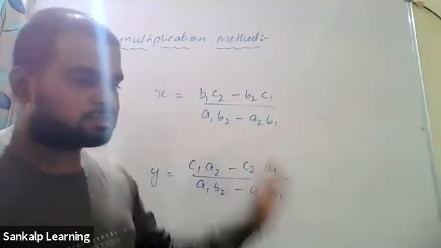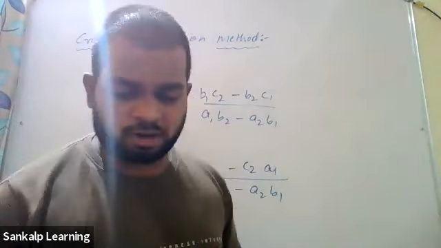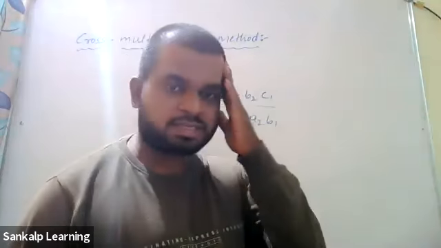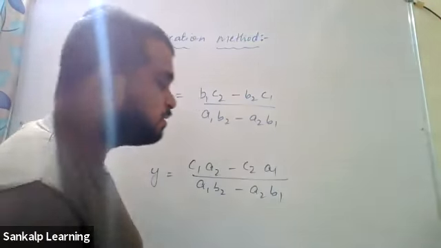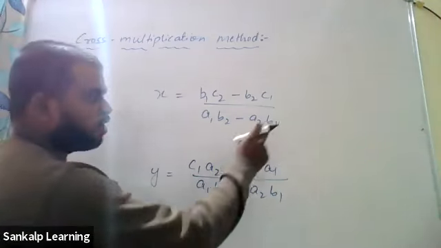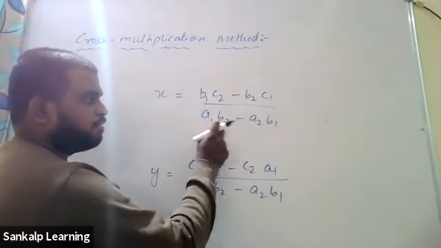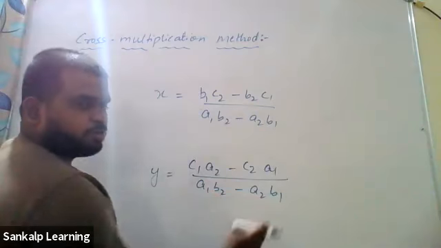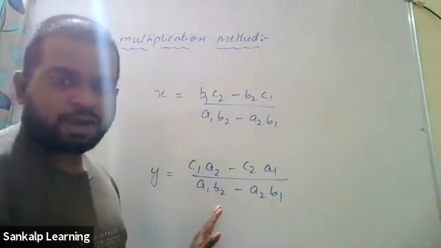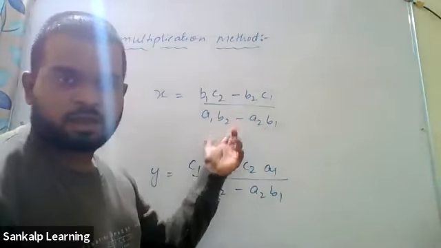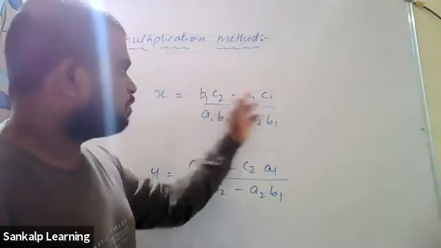How can you remember this formula? There's a small trick for it. There are two tricks actually. One is a very easy one. If you observe the denominator here, it is the same, right? A1 B2 minus A2 B1. Whether it is x or y, the denominator is the same. Now how to remember the numerator?